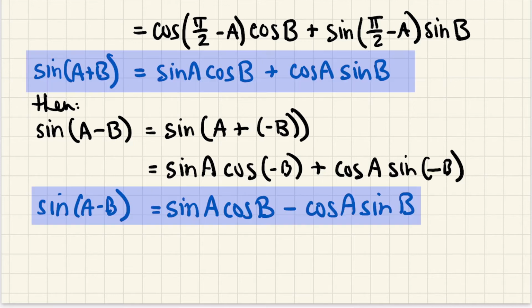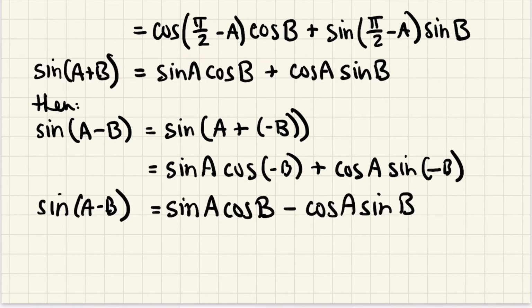All right, so take a look at these two identities. Notice the pattern is the same. It's sine, cosine, cosine, sine. However, unlike with the cosine case, for sine, the operator is preserved. So sine of a plus b gives us a plus here, and sine of a minus b gives us a minus here.